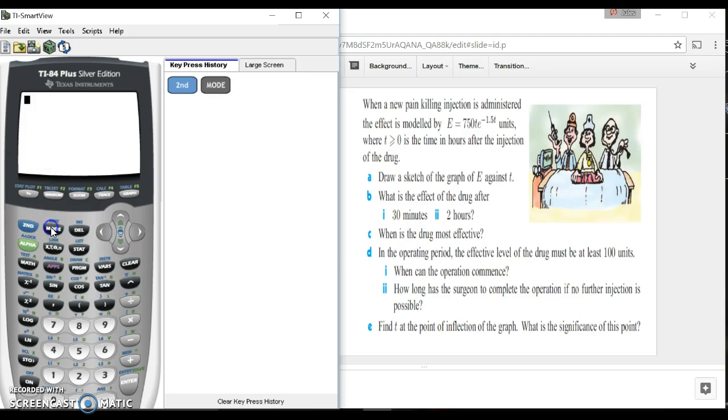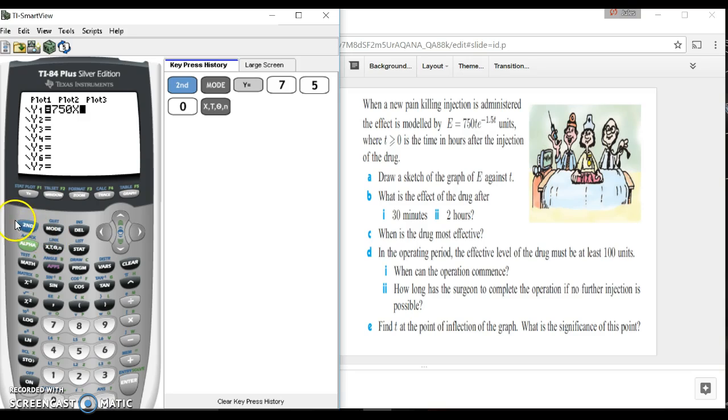I'll just go back one step. So when you turn your calculator on, you'll be here. So to input a function and graph it, we click y equals, and we simply enter the function. So y is going to represent E, so 750. We find our variable t, or it'll plot it as x, but so 750x.